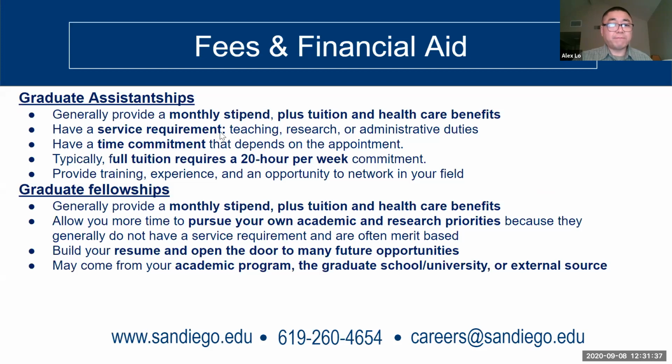A few different forms of financial aid: graduate assistantship. Basically, that means a job. You receive your paycheck monthly, or maybe it's directly deposited to your student account, and it may include the tuition and the healthcare benefit. And the requirement is that you need to work. You can be a teaching assistant, research assistant, or have other administrative duties, and have a time commitment. Maybe you need to spend 20 hours a week and report to a certain work site to perform specific roles.